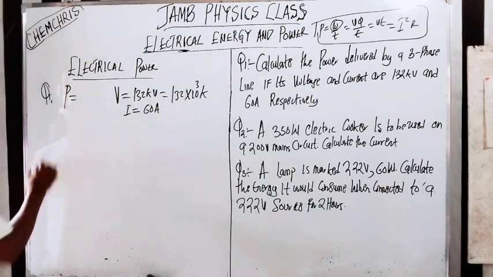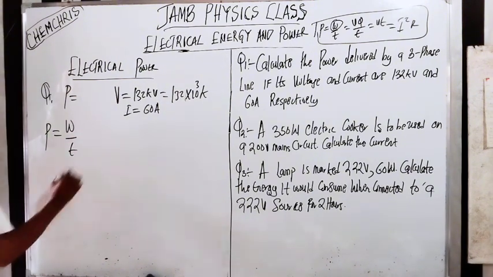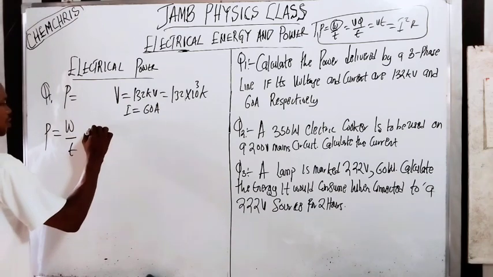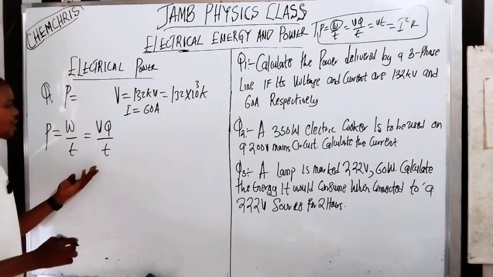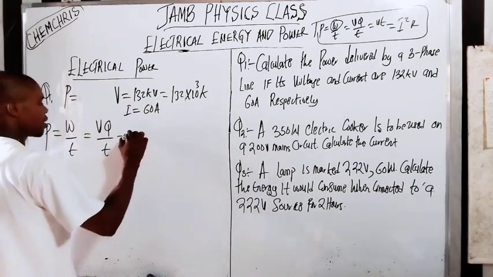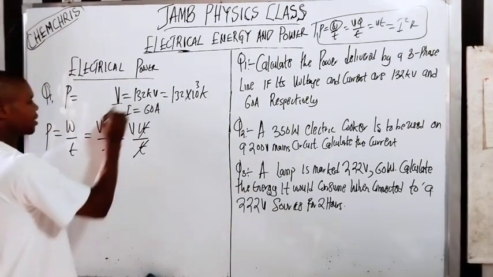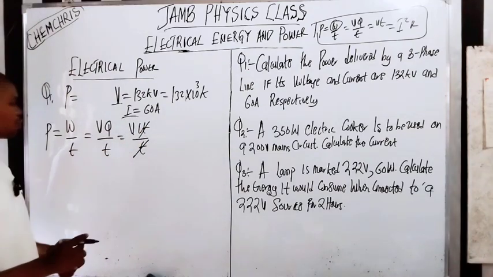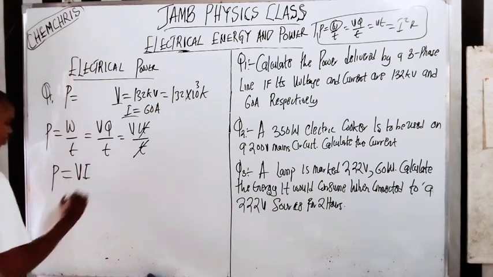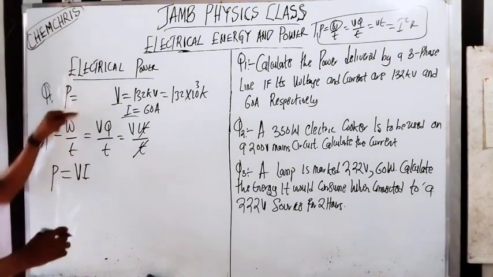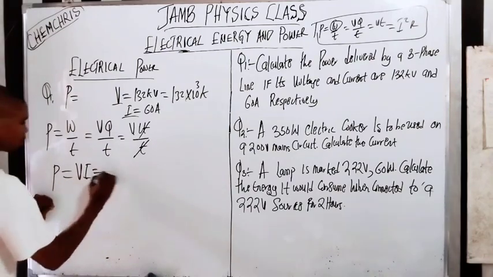Now remember, P equals work over time, right? But here, remember, work equals VQ over T, right? They did not give us time. Remember, Q is VIT, right? So if you check very well, they gave us voltage and they gave us amperes. So this is what we are actually going to use. We are going to use P equals voltage times current, because they said we should calculate the power. They gave us the voltage and the amperes, so we just substitute here and calculate it.